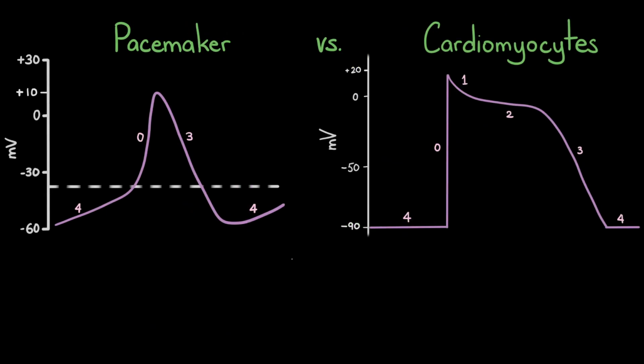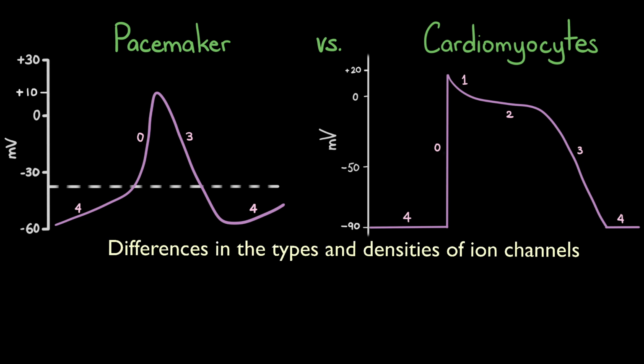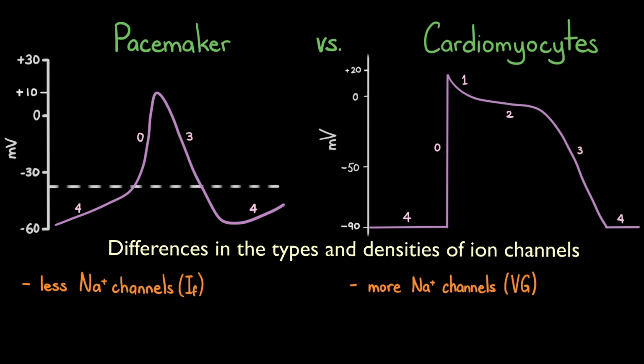The shape of the action potential differs between pacemaker cells and contractile cardiac cells. The differences in the shape of the action potentials are due to differences in the types and densities of ion channels in their cell membranes. Pacemaker cells have a lower density of sodium channels than contractile cardiomyocytes. Pacemaker cells have sodium leak channels that are responsible for the spontaneous depolarization during phase 4. Contractile cardiac cells, on the other hand, have voltage-gated sodium channels that generate a rapid depolarization during phase 0.